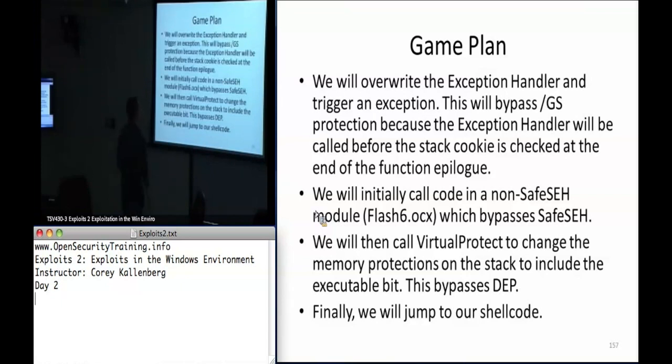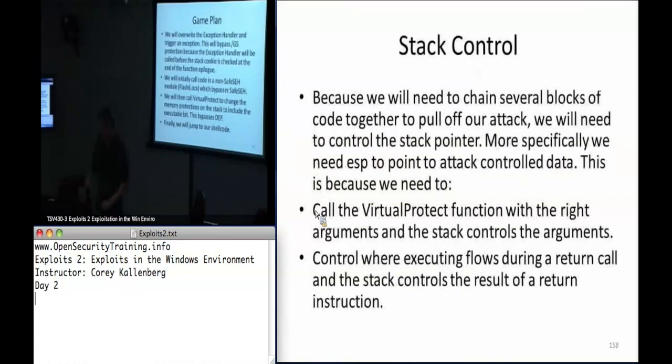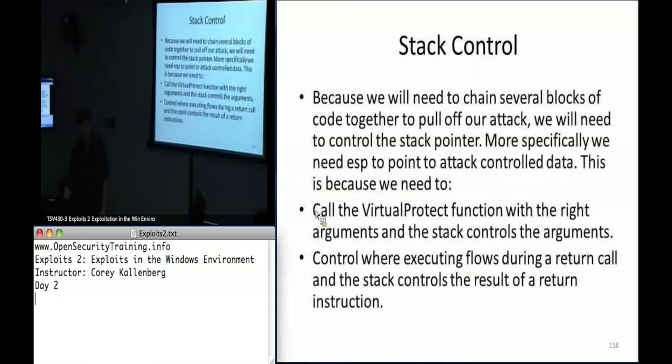When we gain control of EIP, we're going to call VirtualProtect. We're going to change the permissions on the page where our shellcode exists to be executable, and then we're going to return to our shellcode. So it sounds pretty simple in theory, right? There's actually a lot of little annoying things that will come up along the way that I'm sure you'll discover and enjoy.